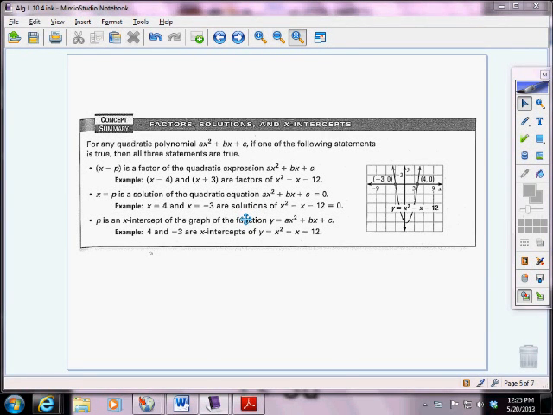With quadratics, we have some equivalent statements, basically, we can say about solutions. And then depending on how you're talking about them is kind of how you use them. A little confusing, I know, but here's what I mean.